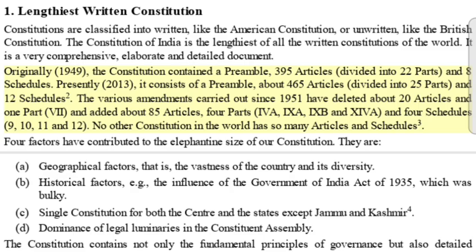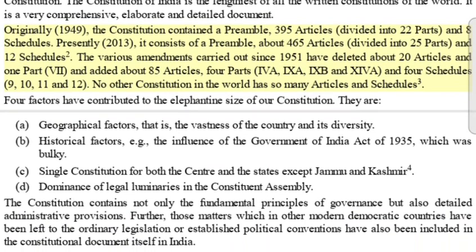Presently, as of 2013, it consists of a preamble, about 465 articles divided into 25 parts, and 12 schedules. The various amendments carried out since 1951 have deleted about 20 articles and 1 part, Part VII, and added about 85 articles, 4 parts (IVA, IXA, IXB and XIVA), and 4 schedules (9, 10, 11 and 12). No other constitution in the world has so many articles and schedules.